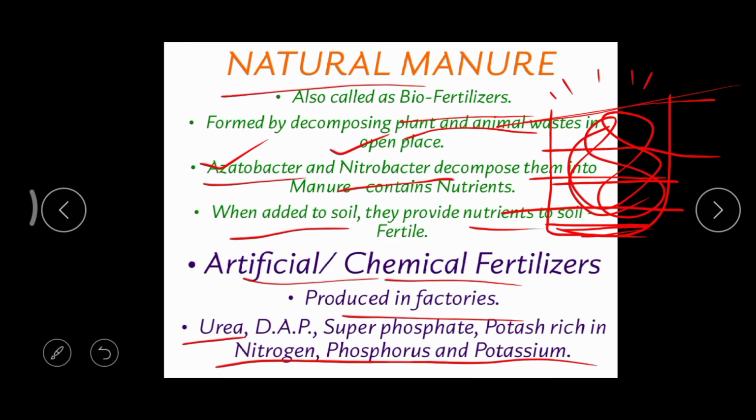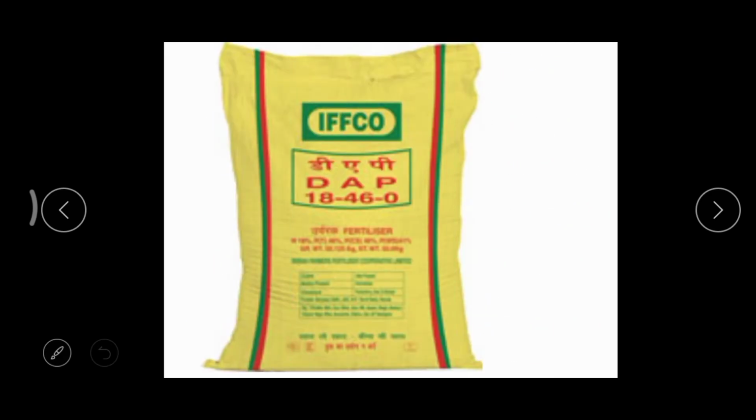Okay, so these are the different types or the different names of chemical fertilizers, and these are what our farmers are using nowadays. Now go to the next one. What is this bag? Yeah, this is DAP. It's a kind of artificial fertilizer.